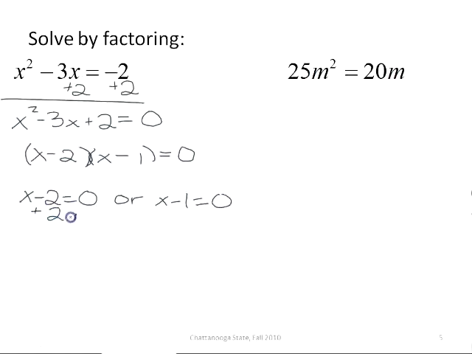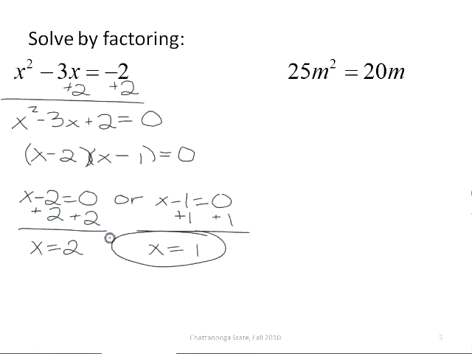So for x minus 2 equals 0, I add 2 to both sides to get x equals 2. And for x minus 1 equals 0, I add 1 to both sides to get x equals 1. So I have x equals 1 and x equals 2.